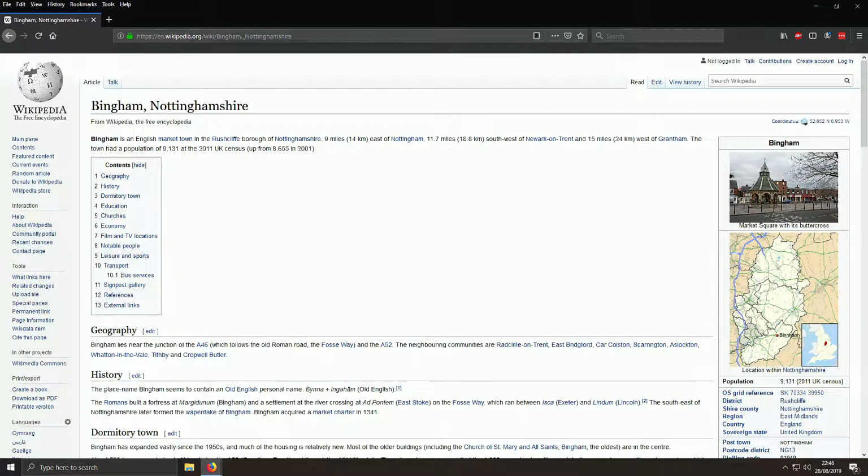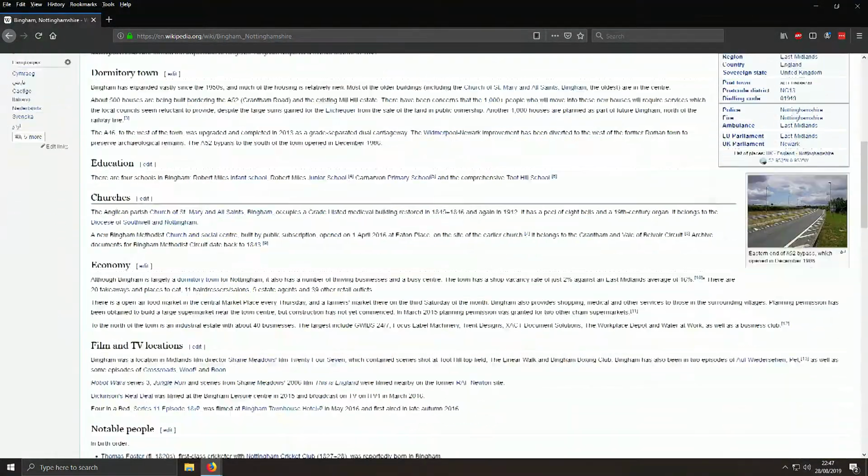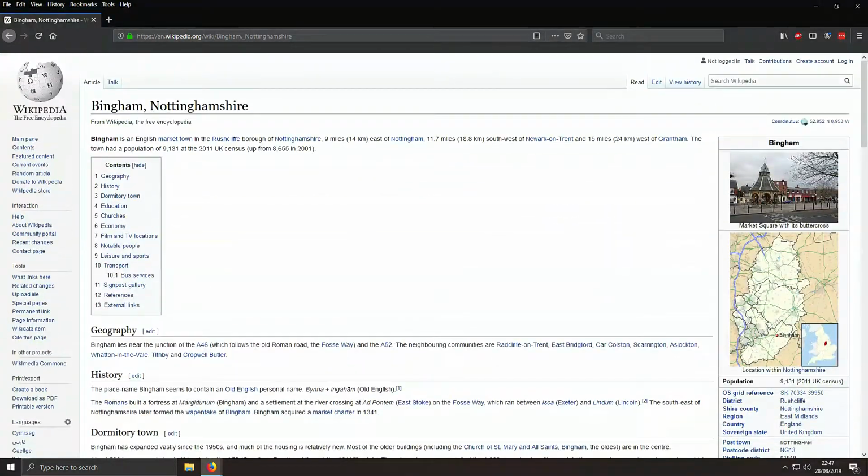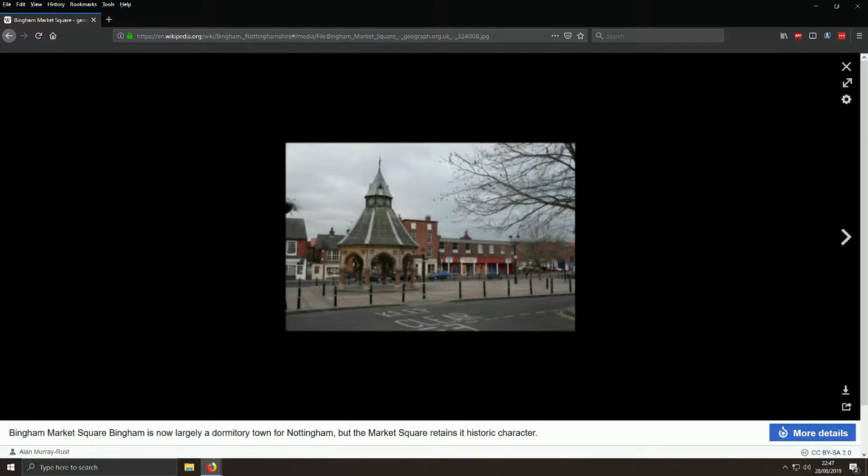So here we are, Wikipedia, Bingham, Nottinghamshire. It tells you a bit about where it is, a bit of history if you want to read it. It goes on down there. And on the right is the building. And there it is, for you to see in all its glory. This is the building that we're looking at.